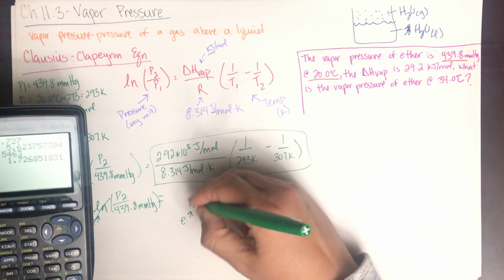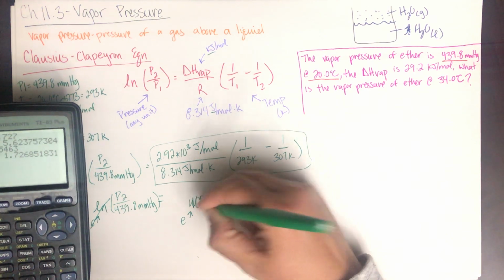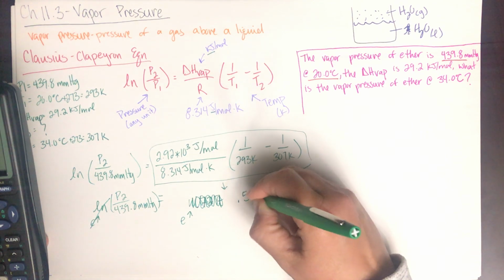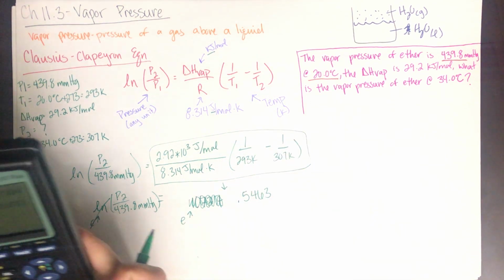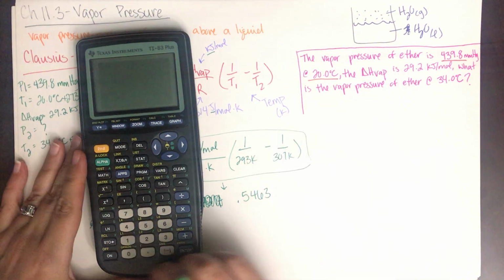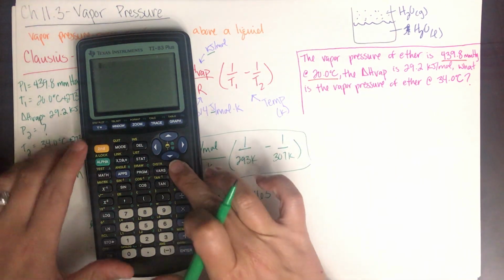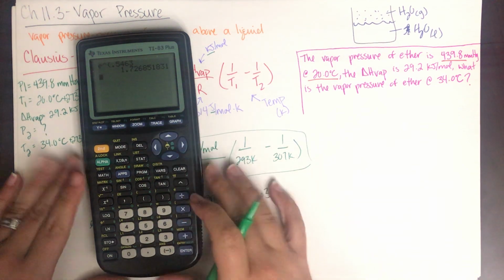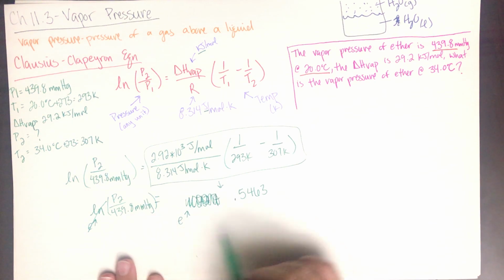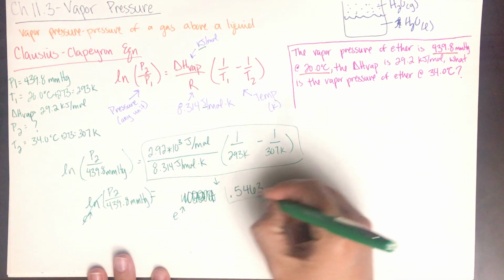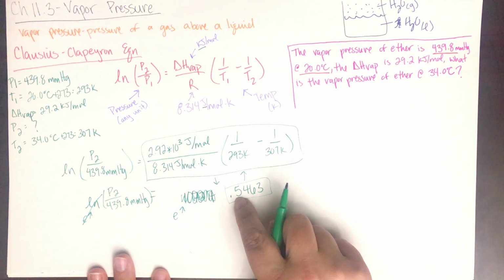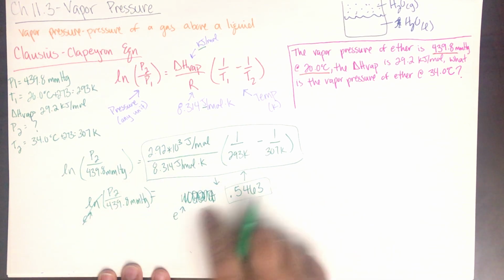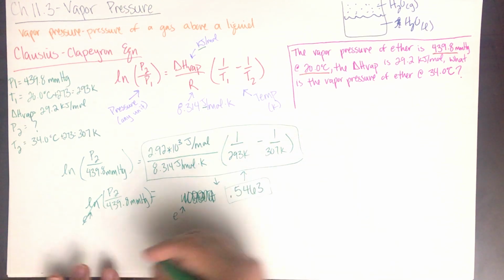Sorry, I did the wrong thing. That was the answer. This whole side over here should give you something like 0.5463, and then when you exponentiate it, I was looking at the wrong part of my notes, you will get 1.727. So this whole thing is 5.5463. You're going to raise both sides to the e.